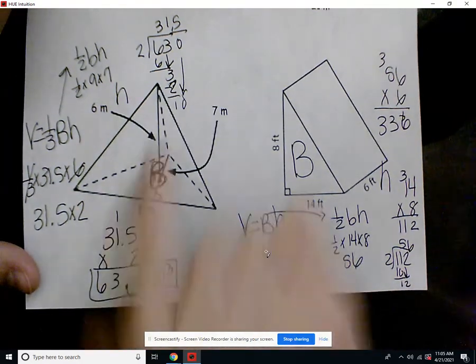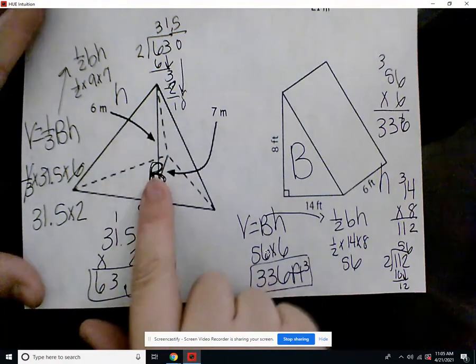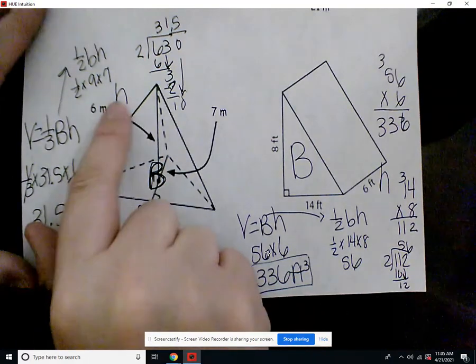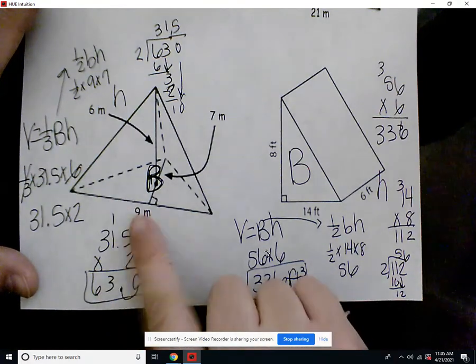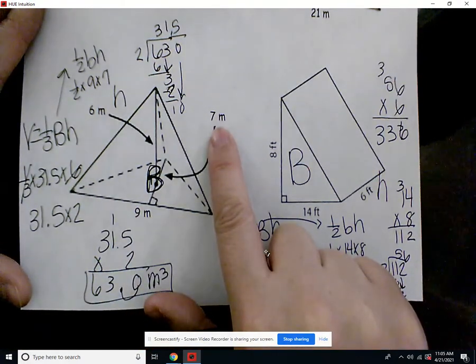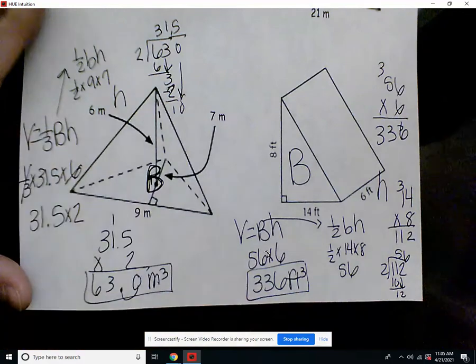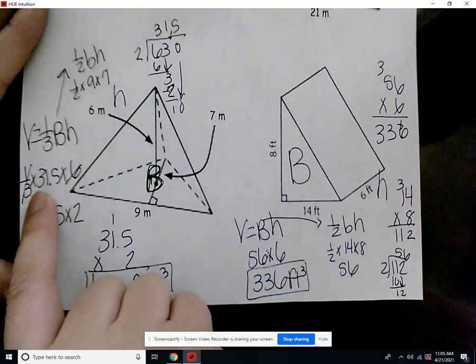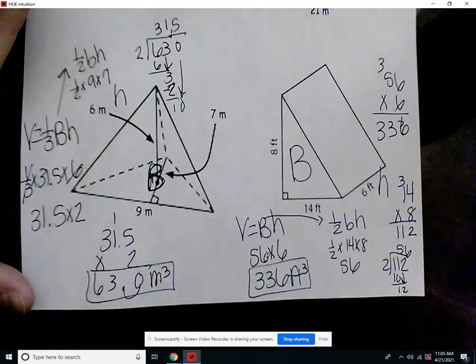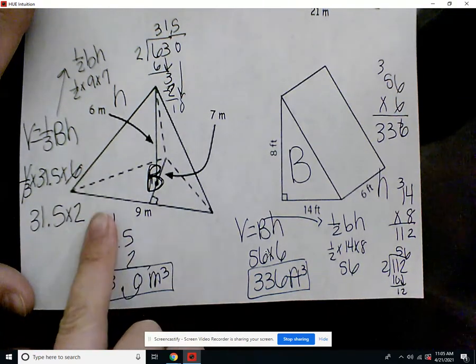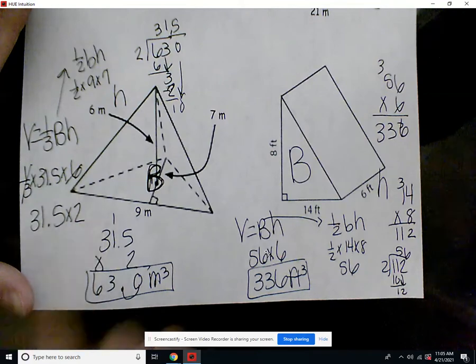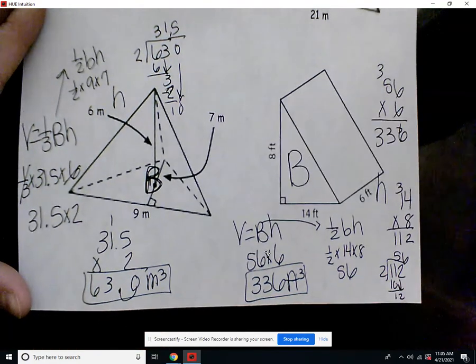Okay, so let me kind of review what we just did. So there's our base on the bottom. Our height was 6 for the prism. So we found the area of our base by doing 9 times 7, which is 63. Then we divided by 2 for the triangle, and we got 31.5. And then I went ahead and divided by 3 into the 6, which made it 2. And then we multiplied the 31.5 times 2, which gave us 63.